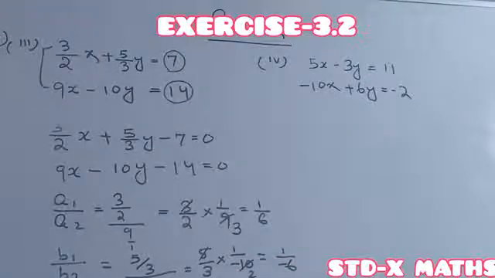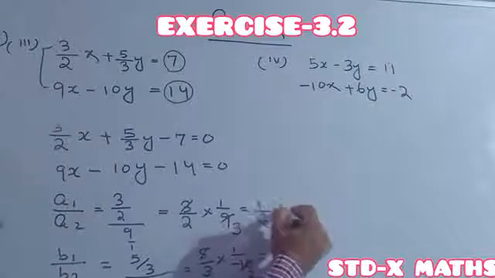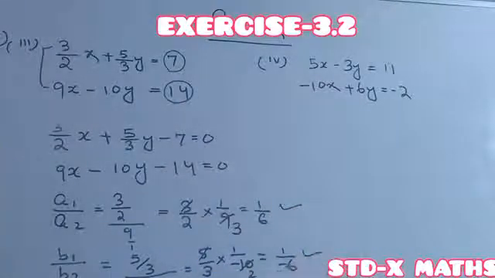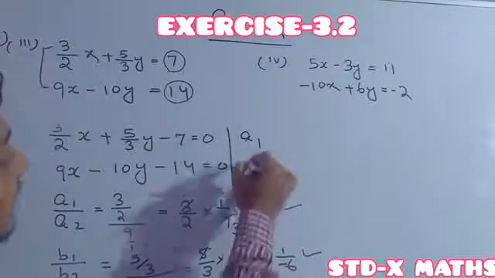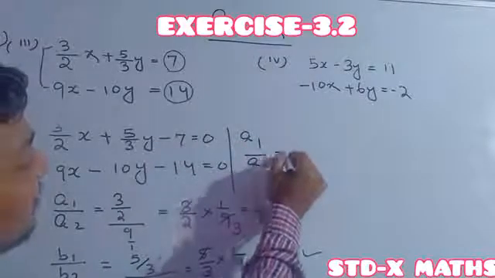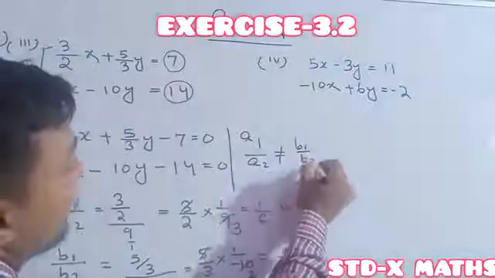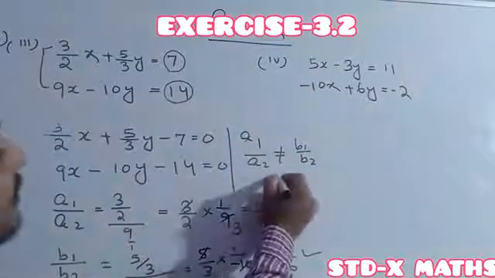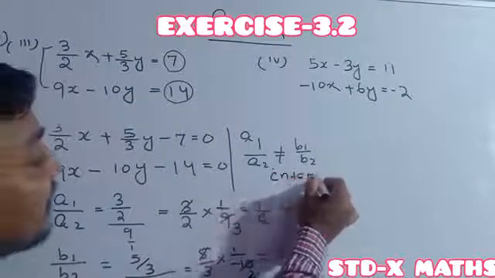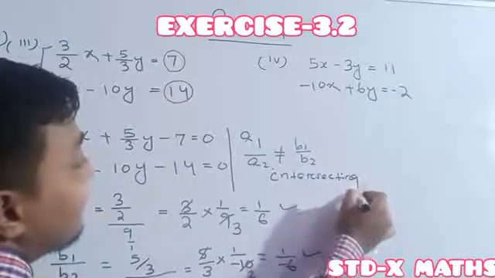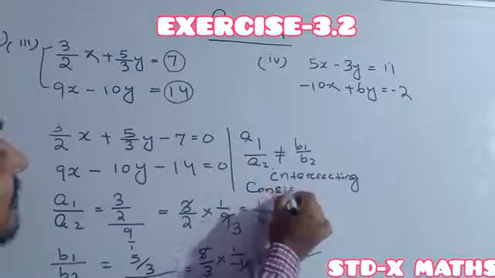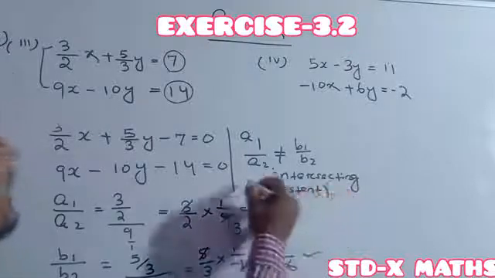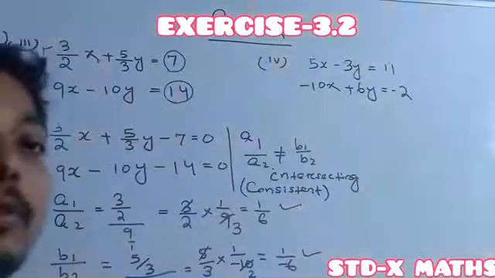Here, without checking C1 by C2, whenever you get A1 by A2 not equal to B1 by B2, there is no need to check C1 by C2. So directly you have to write A1 by A2 is not equal to B1 by B2, for which the graphical representation will be intersecting. And as it is intersecting, intersecting means 100% it will be consistent. Consistent in Odia is called Sumela. Sumela means both intersect perfectly.